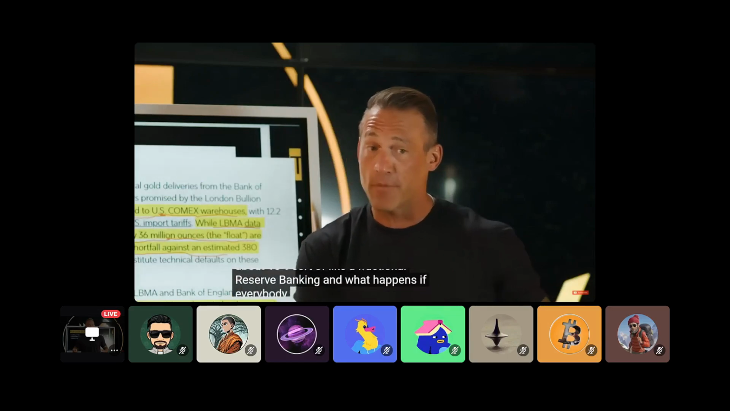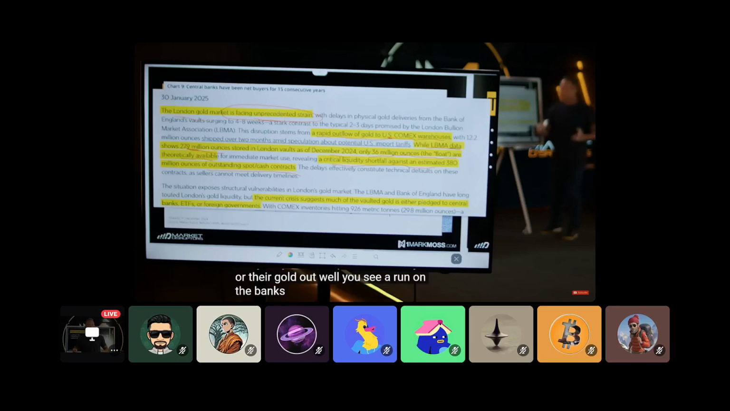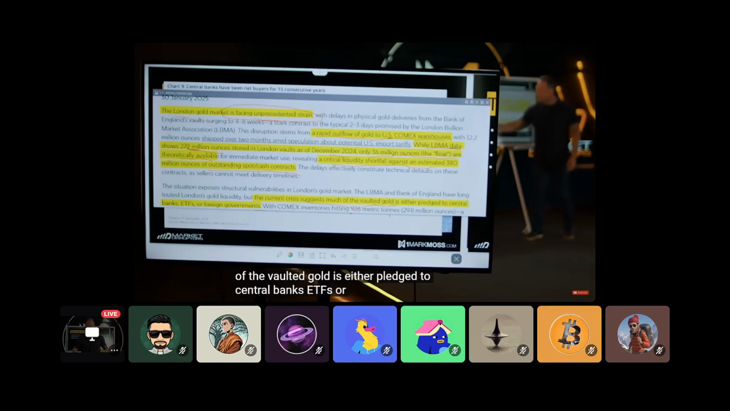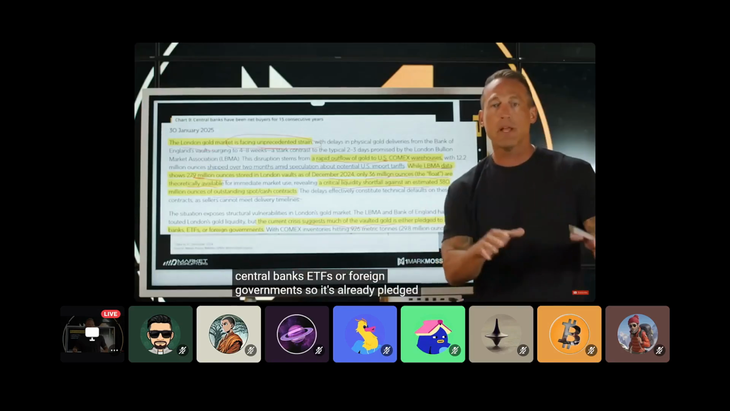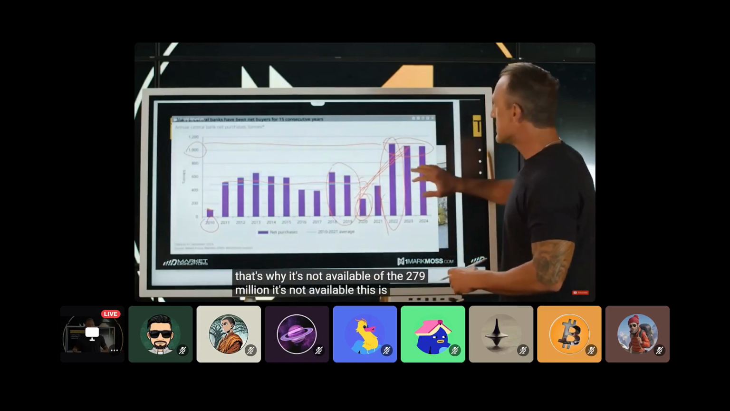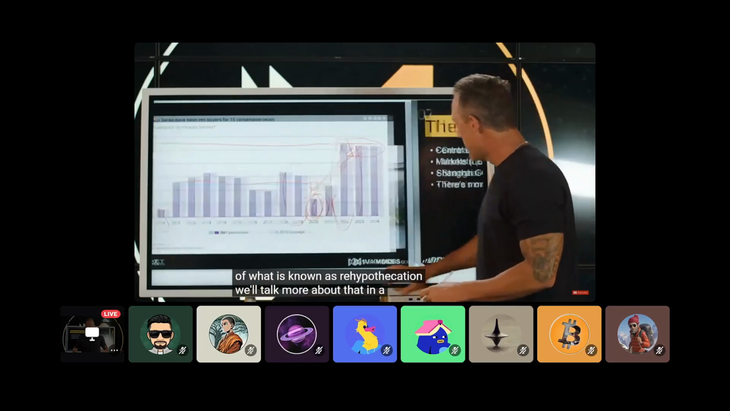And what happens if everybody wants to pull their money out or their gold out? Well, you see a run on the banks, and that's exactly what we're seeing. The current crisis suggests much of the vaulted gold is either pledged to central banks, ETFs, or foreign governments. So it's already pledged. That's why it's not available. Of the 279 million, it's not available. This is part of what is known as rehypothecation. We'll talk more about that in a minute.